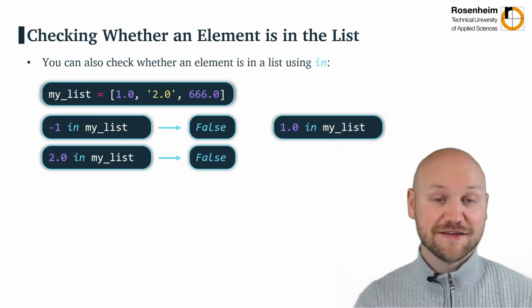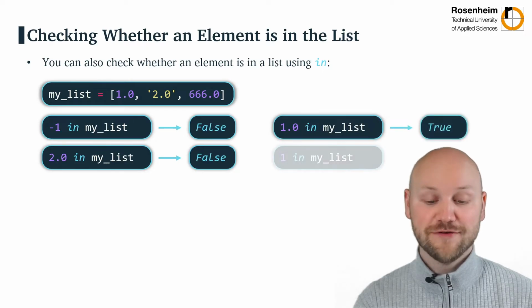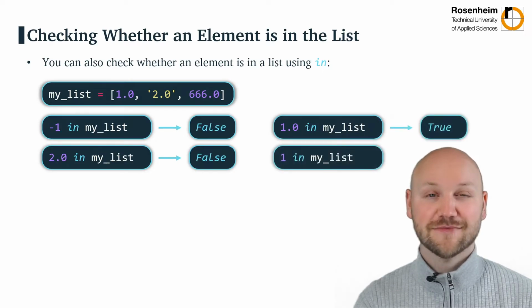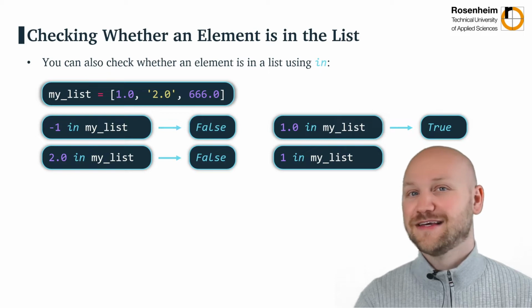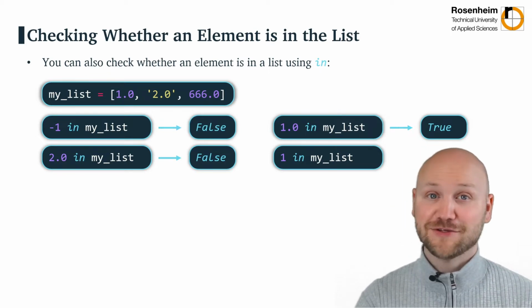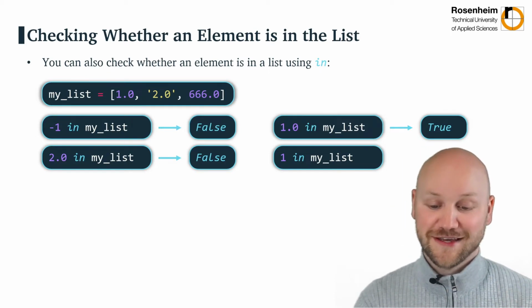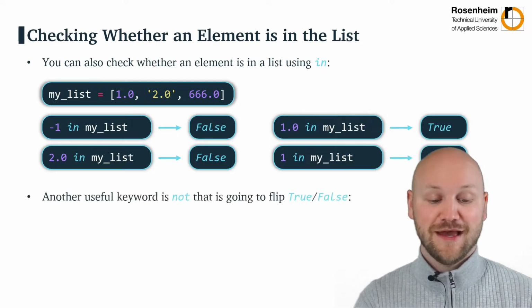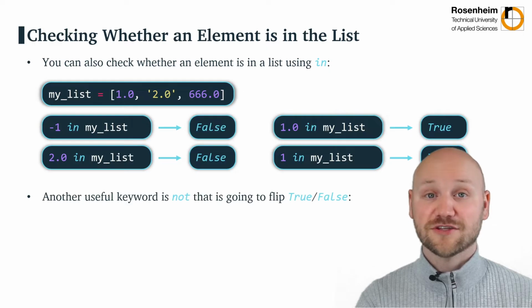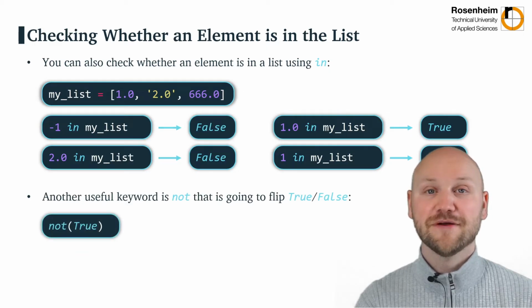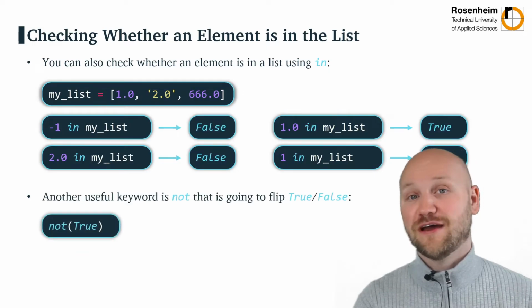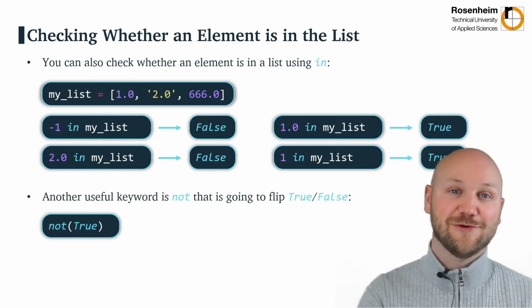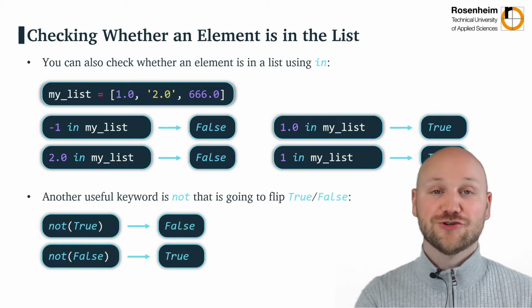1.0 is indeed in my list, so we are getting a true here, and 1 in my list is also leading to a true, because you can't mix up numbers with strings, but you can mix up float with integers, so this is also leading to a true in this case. And another useful keyword is not, that is going to simply flip the Boolean. So if you have not true, that's a false, and not false is actually a true.